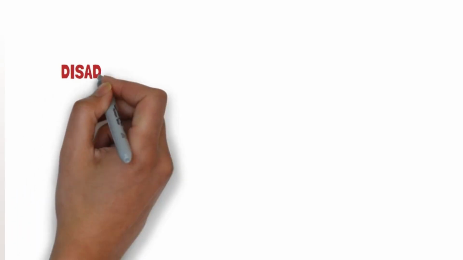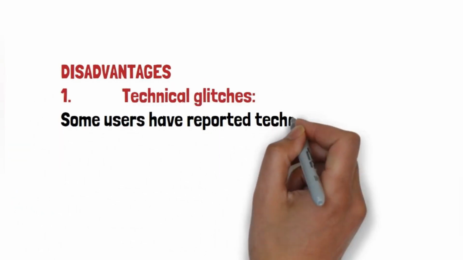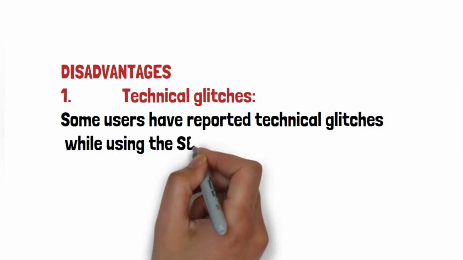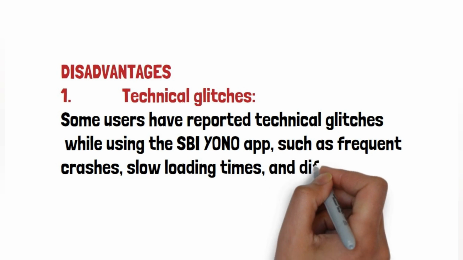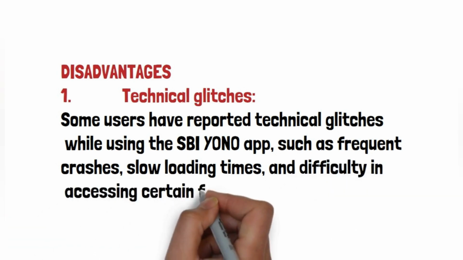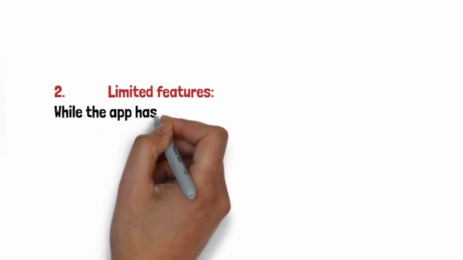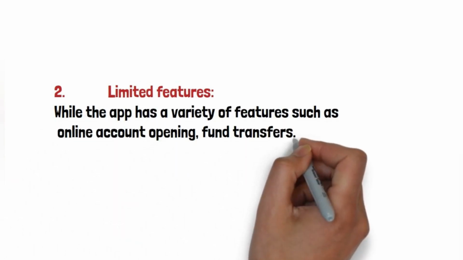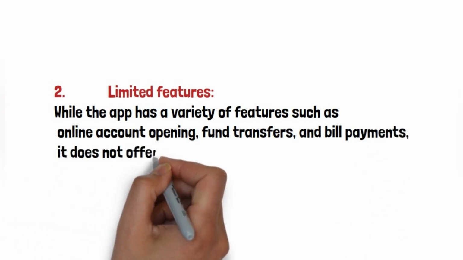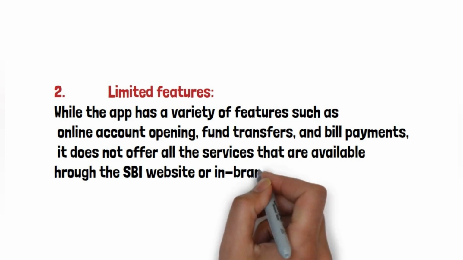Disadvantages. 1. Technical glitches. Some users have reported technical glitches while using the SBI yono app, such as frequent crashes, slow loading times, and difficulty in accessing certain features. 2. Limited features. While the app has a variety of features such as online account opening, fund transfers, and bill payments, it does not offer all the services that are available through the SBI website or in branch services.